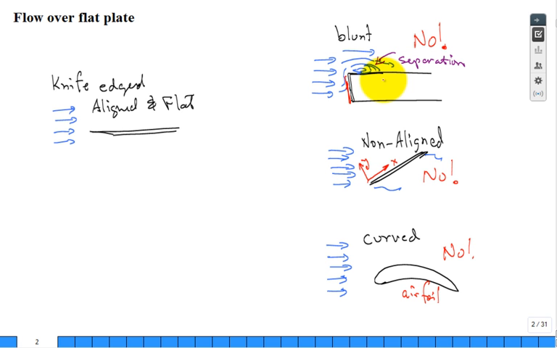We don't want that. Is it a non-aligned knife-edged? No, it needs to be aligned. So the flow is coming here and the axis is perfectly aligned with the direction of the flow. And is it curved? No. You can add that complexity later, different textbook, a different time, not today.